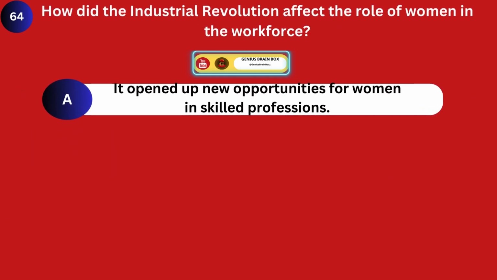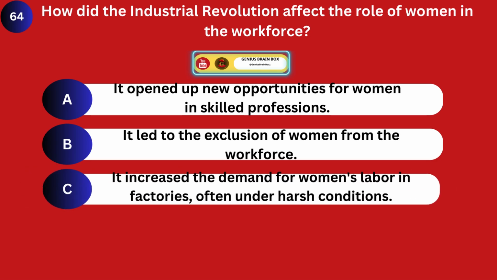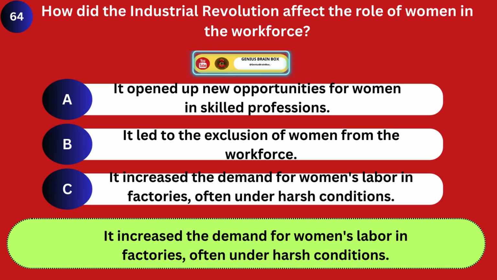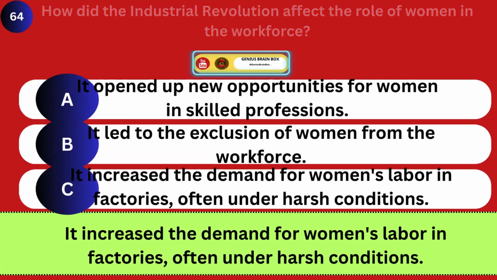How did the Industrial Revolution affect the role of women in the workforce? Option A. It opened up new opportunities for women in skilled professions. Option B. It led to the exclusion of women from the workforce. Option C. It increased the demand for women's labor in factories, often in harsh conditions. Correct answer is: it increased the demand for women's labor in factories, often in harsh conditions.